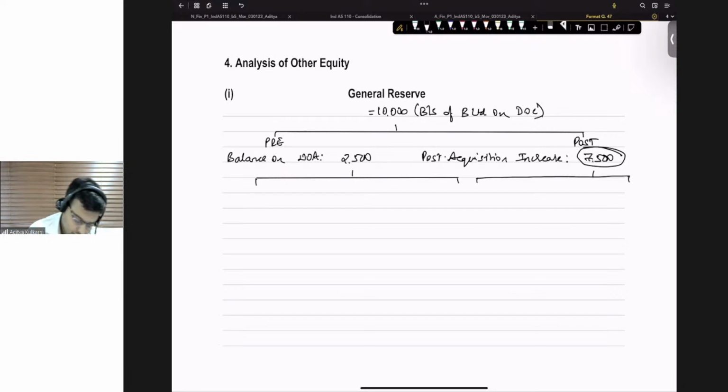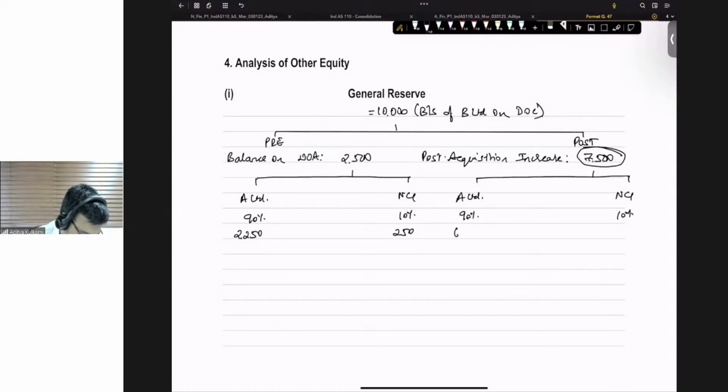All right. So now balance on date of acquisition 2,500. I split it between A Limited and NCI. Okay, so A Limited 90%, NCI 10%. 2,250 and 250. So that takes care of balance on the date of acquisition. Post acquisition increase for A Limited and NCI, same ratio. So this gives you 6,750 and 750. That takes care of the general reserve.